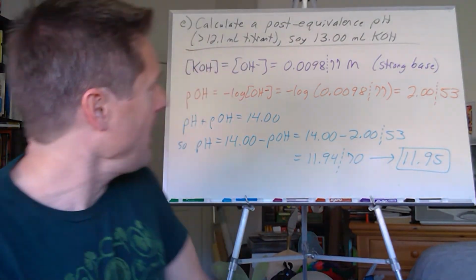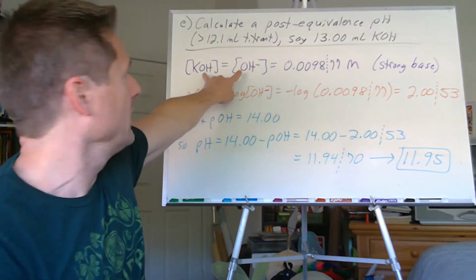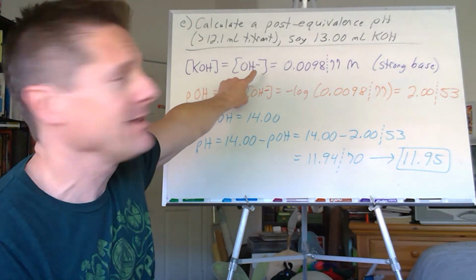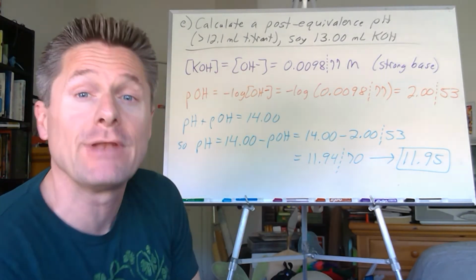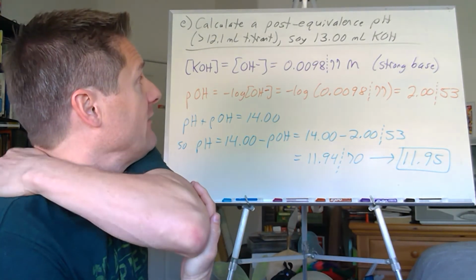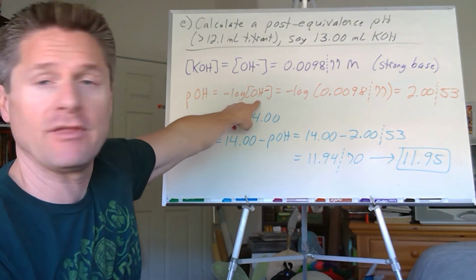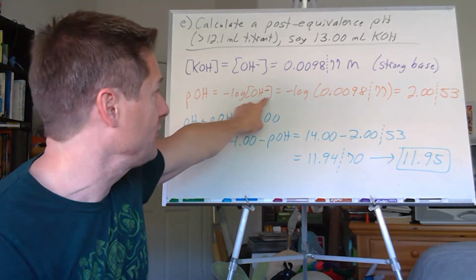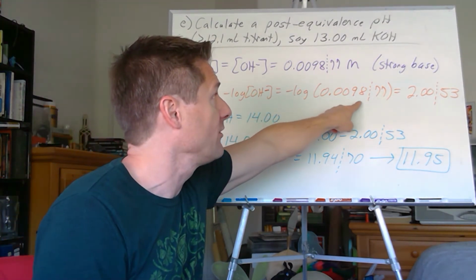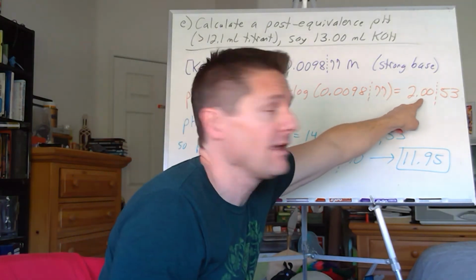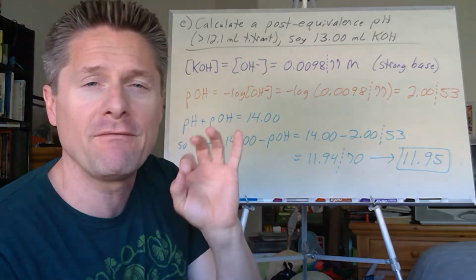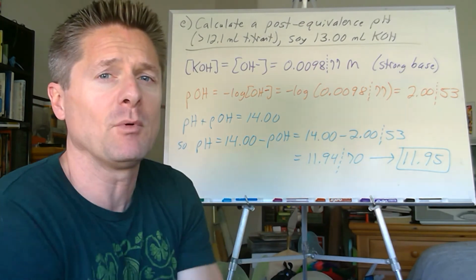Once we polish this off, again, strong base, so we're assuming 100% ionization, so the OH minus should equal the KOH concentration, which we calculated as 0.009877 molar. Good to 2 significant digits. Let's take the negative log of the OH minus to get us pOH. So negative log of 0.009877, 2 significant digits in the log term, gives us 2 decimal places, so 2.0053. Good to 2 decimal places.